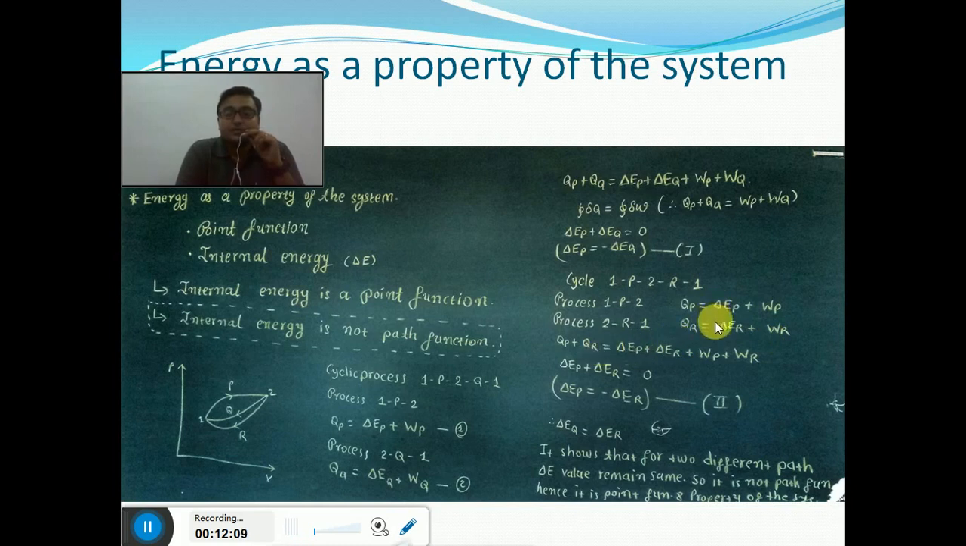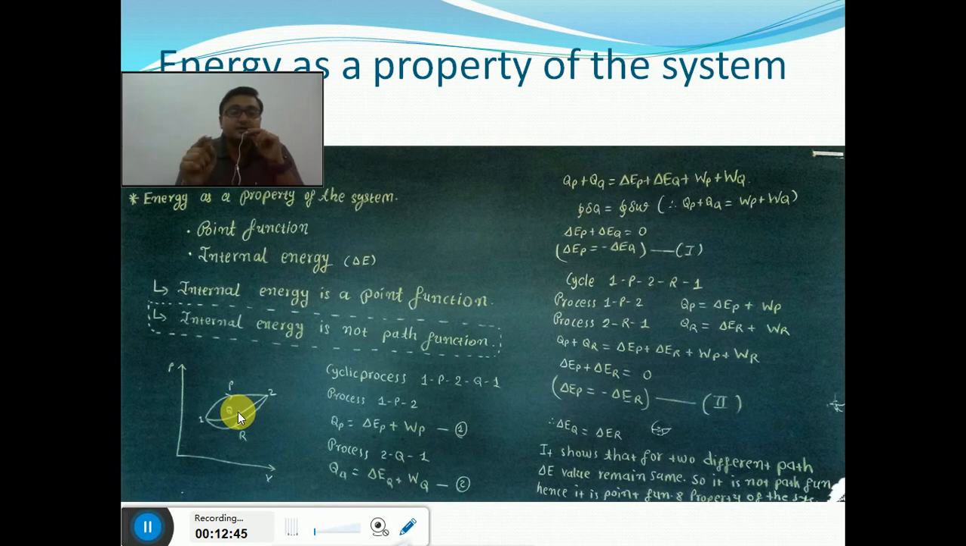Again summing up these two equations and applying the theorem that the cyclic integration of delta Q is equal to the cyclic integration of delta W, which is nothing but QP plus QR is equal to WP plus WR. Then delta EP plus delta ER is equal to 0 and delta EP is equal to minus delta ER. So delta EP is equal to minus delta EQ and delta EP is equal to minus delta ER. It means delta EQ is equal to delta ER. These two paths, Q and R, are different, but still the values of the internal energy are the same.